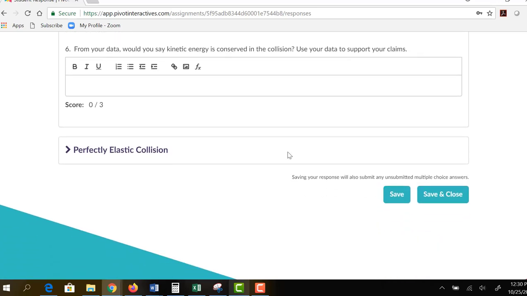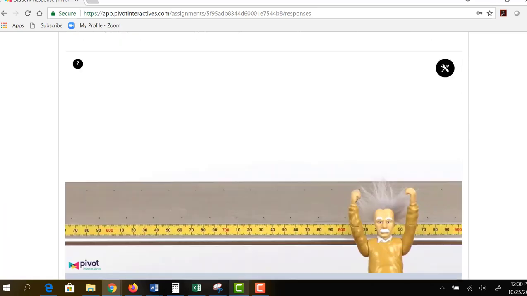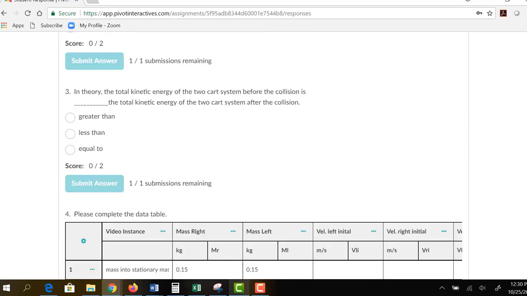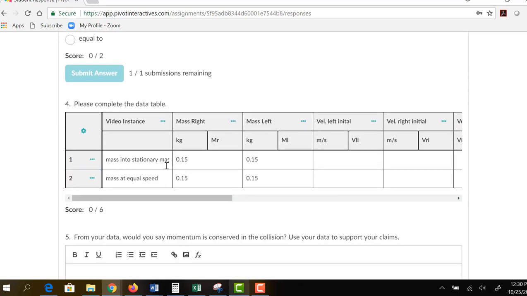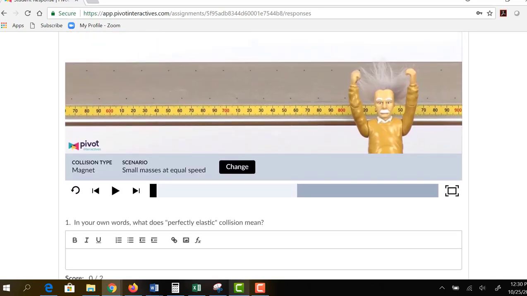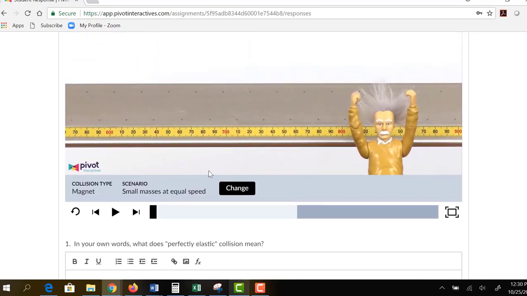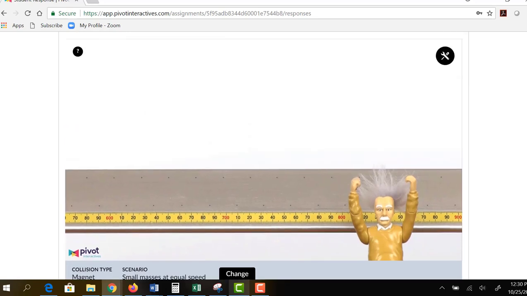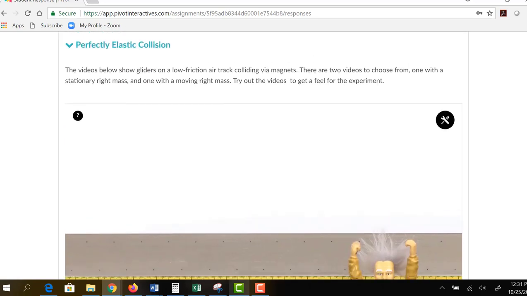And then the second part, perfectly elastic, doesn't have as many trials. If you come down here, there's mass into stationary mass, and mass at equal speed. So there's only 2 different ones. These both actually have the same speed. So this doesn't take as long to get the data. These don't stick together. Perfectly elastic is a special case. The initial and final momentum are going to be equal regardless of the type of collision. But perfectly elastic is a special case where the initial kinetic energy is equal to the final kinetic energy. Okay?